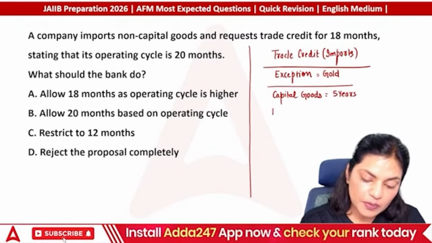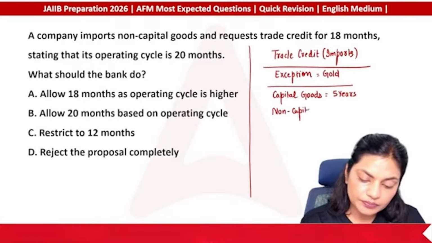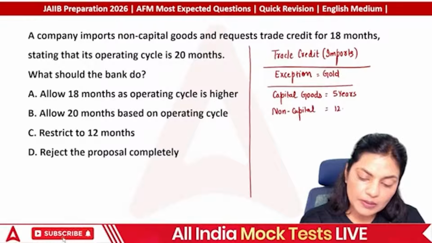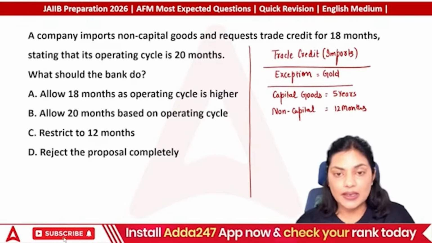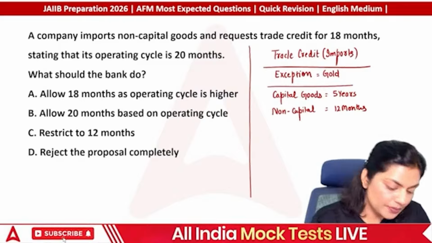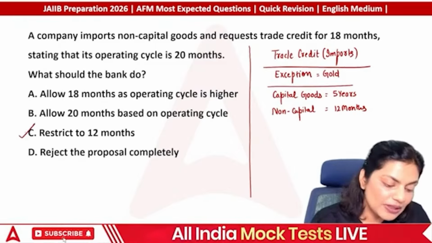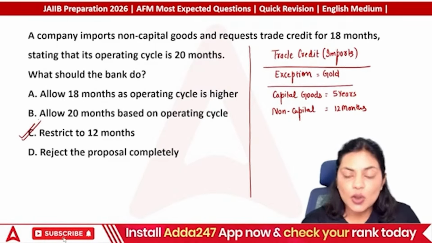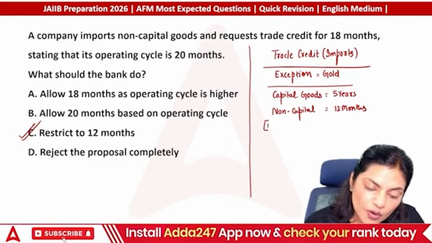The credit could be provided for 5 years, and for non-capital goods, it is 12 months or 1 year. This cannot be extended. The rules clearly say that this cannot be extended. This cannot be enhanced. So as per this, the right answer would be that you will have to restrict it to 12 months. Non-capital goods means raw material.